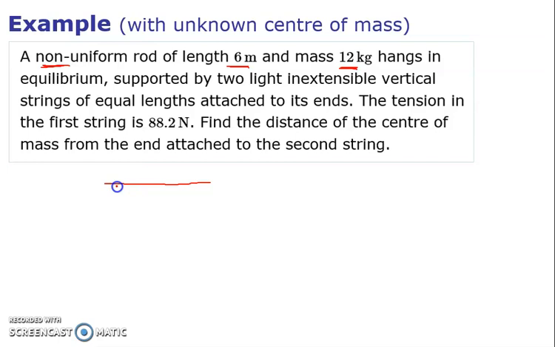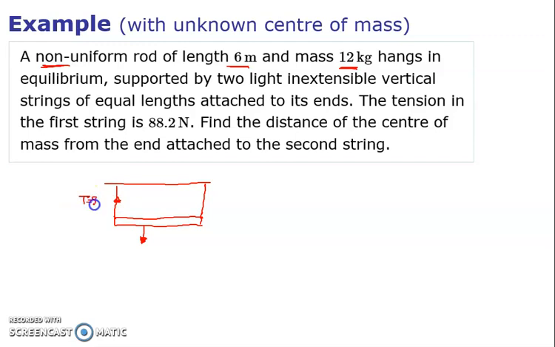It says it's supported by two light inextensible vertical strings, so the strings come straight down, attached to its ends, and they are of equal length, so that basically means my rod goes straight across. Now I know that it says it's non-uniform, but I don't need to show that particularly. There's my rod. Well, the one thing I would suggest is we just show that the weight is not in the middle. So that's the weight. Anyway, it says the tension in the first string is 88.2, so I'm going to call this the first string.